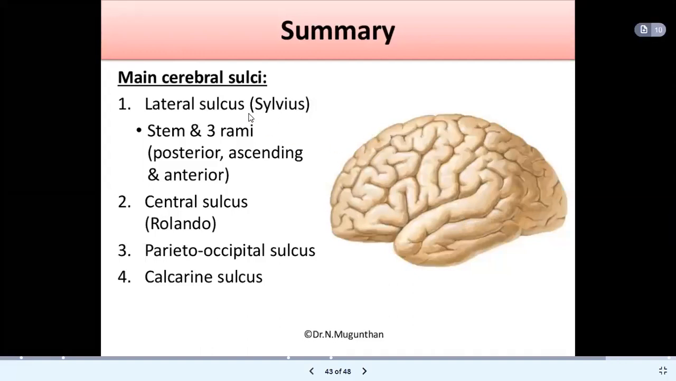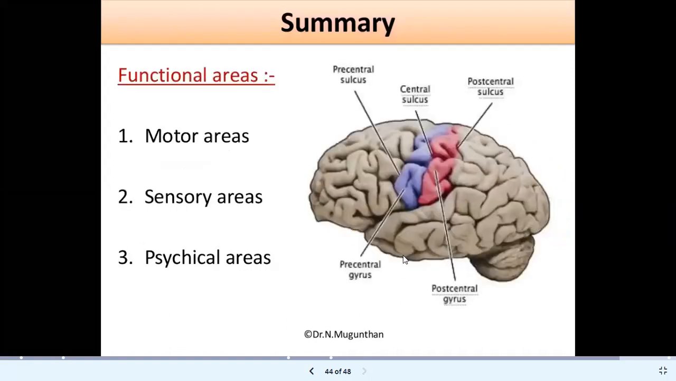So to summarize, we have seen the main sulci. This is the lateral sulcus, also called the Sylvian sulcus. It has a stem, then it has rami, the ascending, posterior, and anterior rami. Then this is the central sulcus, also called the Rolando sulcus. We have the parieto-occipital sulcus. We have the deep indenting on the medial side clearly, that is the calcarine sulcus.